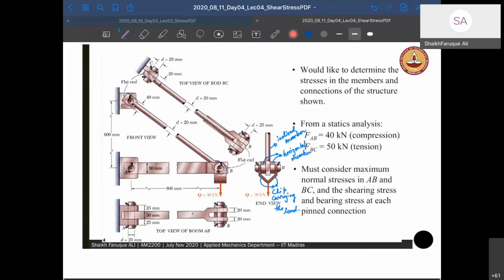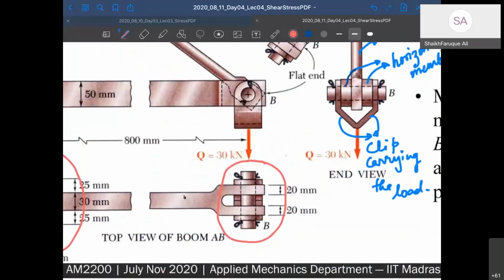Now this is a single shear, right? Very nice, single shear. Look at this one. What about this? Double shear. Yes, this is the double shear. Very good. What about this one? Look at a little bit more details. Double shear.